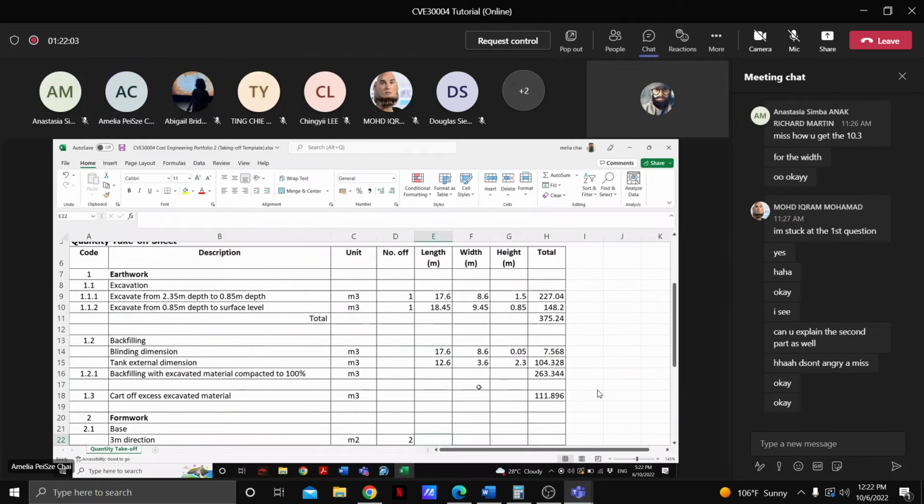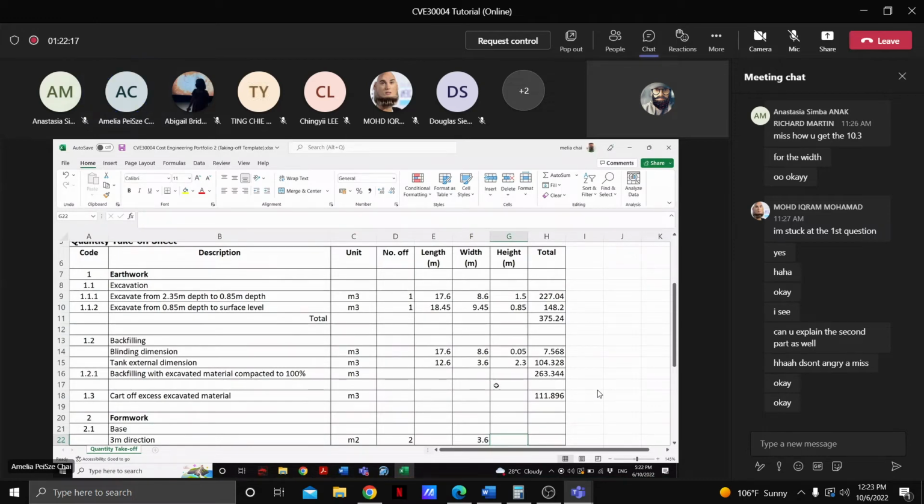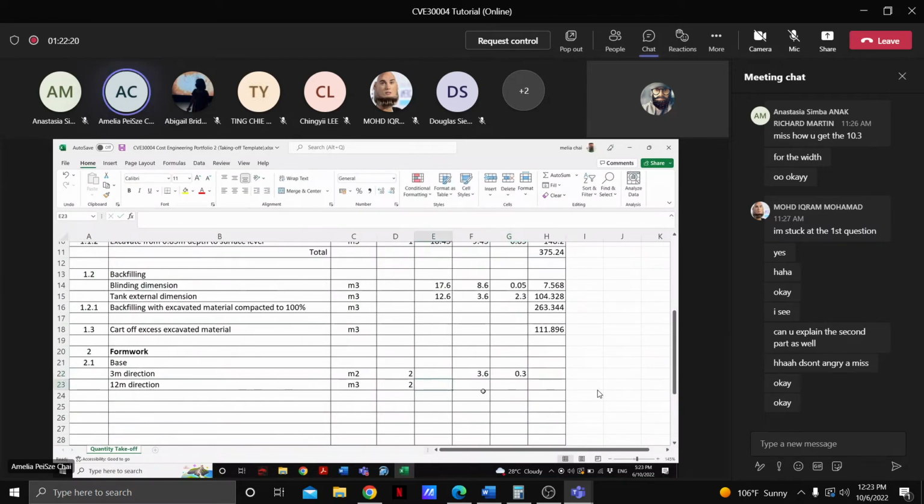So the length is 3.6 meters. Oh no, this is the width times the height. Height is how much? 0.3. This one is 12.6 multiplied by 0.3. So equals this, multiply this, and multiply the numbers. Then you have a subtotal here.